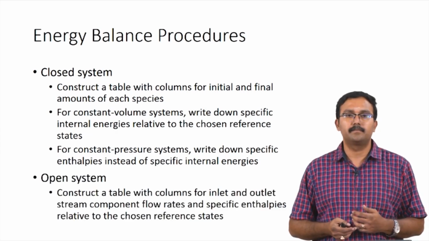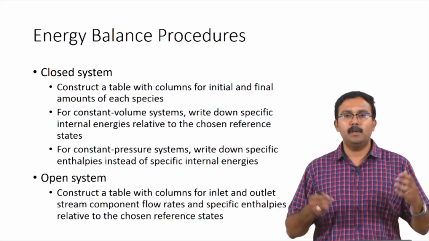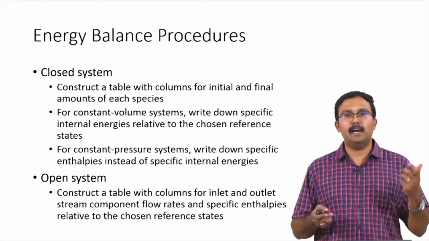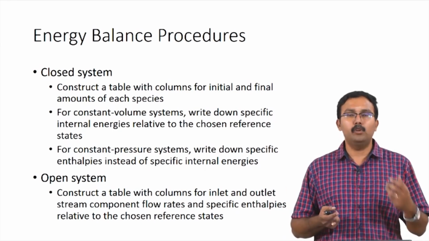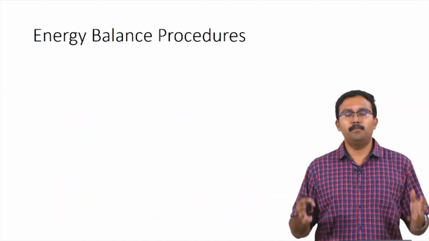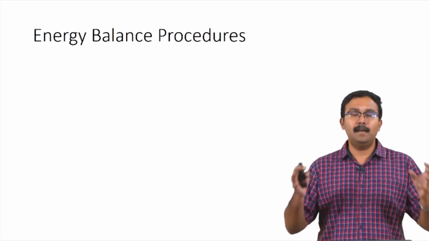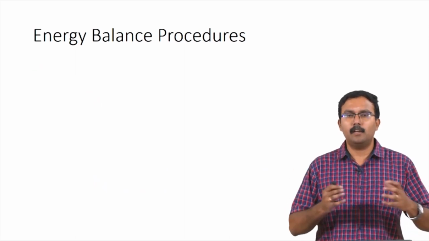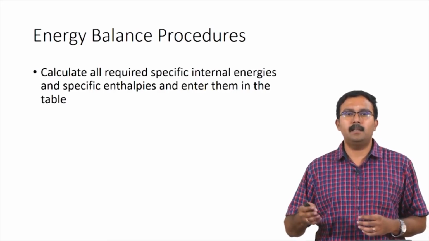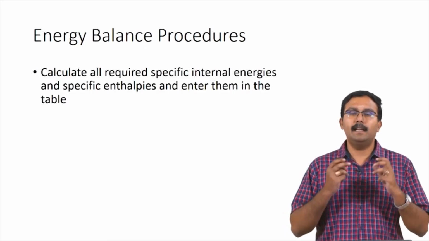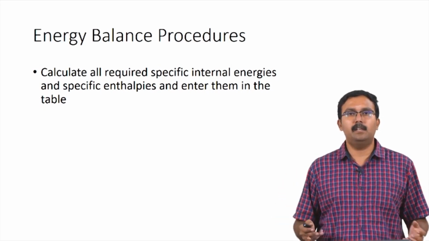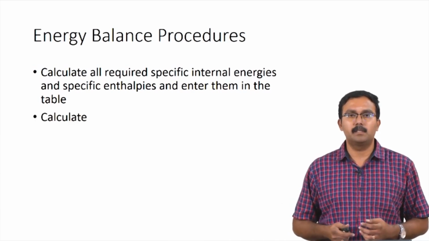internal energy changes. For an open system, you will again construct a similar table. Instead of initial and final condition, you will have inlet and outlet conditions, and you will be calculating changes in specific enthalpies. The first important thing which we need to do is, this table has to be complete. There cannot be any unknowns. So, we need to calculate all the required specific internal energies and specific enthalpies and enter them into this table. With this, the table will have all the data required for performing energy balance calculations.